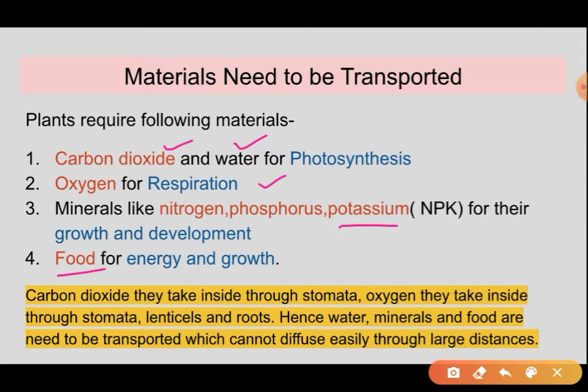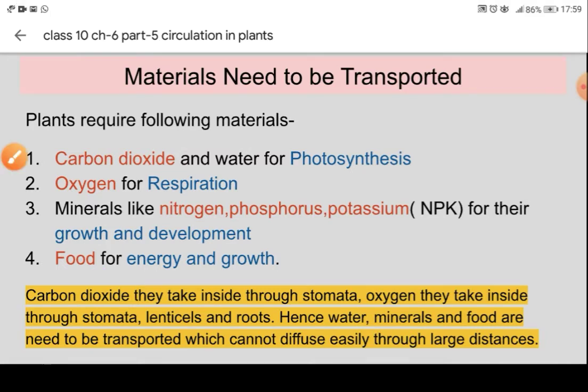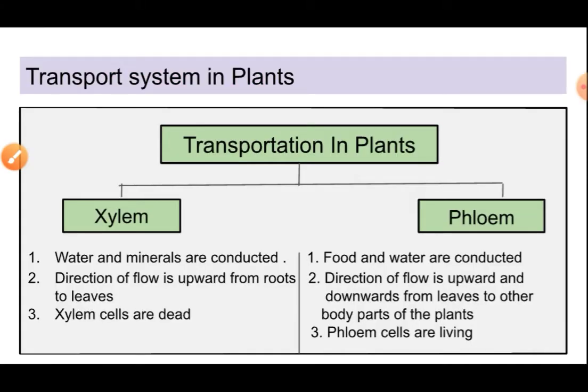Then minerals are also absorbed along with the water, and the food which is prepared in the leaves also needs to be transported to each and every part of the plant. So water and food are basically going to cover large distances. So how are these two transported in plants?